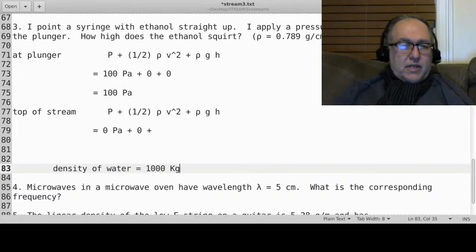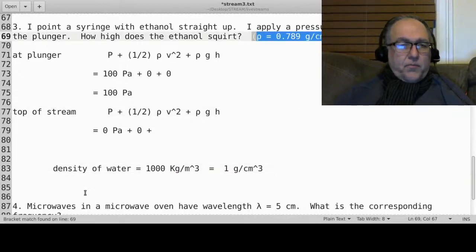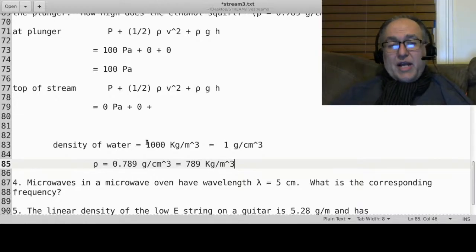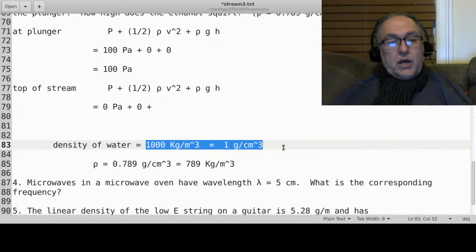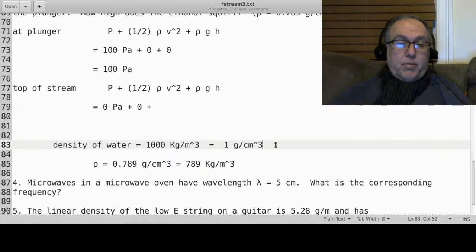You can either think of it as 1,000 kilograms per meter cubed, or you could think of it as 1 gram per cubic centimeter. So to convert from a gram per cubic centimeter to a kilogram per cubic meter, you multiply by 1,000. Okay, so the density here for ethanol, there it is in grams per cubic centimeter. Multiply it by 1,000 and you get it in kilograms per cubic meter. Okay, that's another reason why you should have that number memorized, because it's also the conversion between two very popular units for density: kilograms per meter cubed and grams per cubic centimeter.